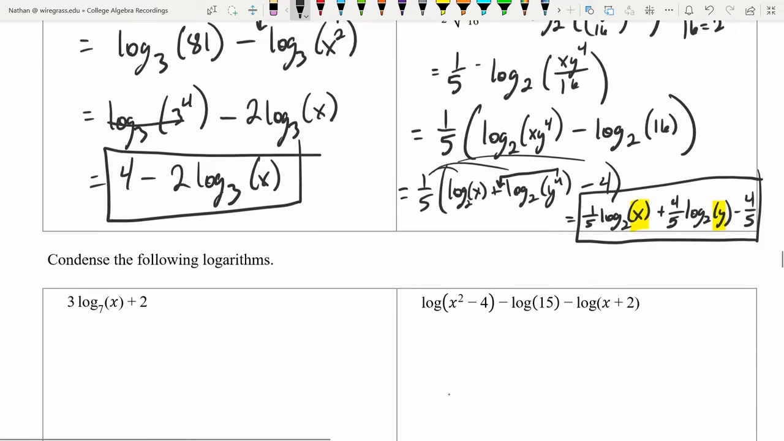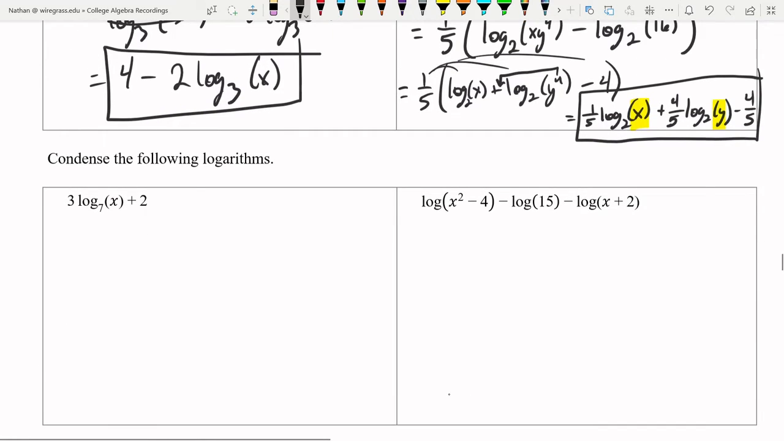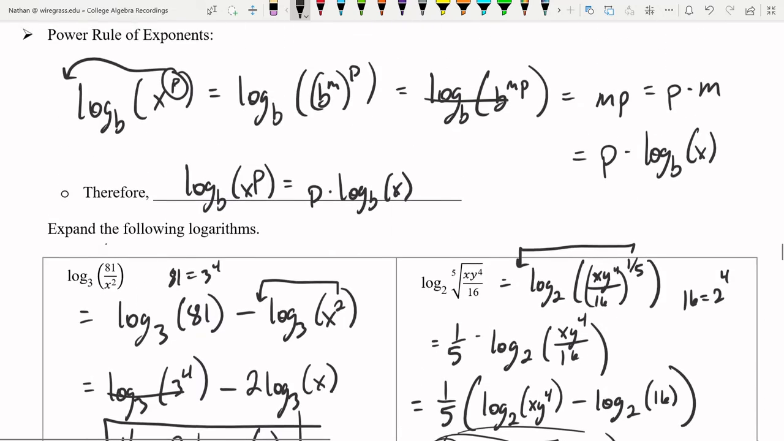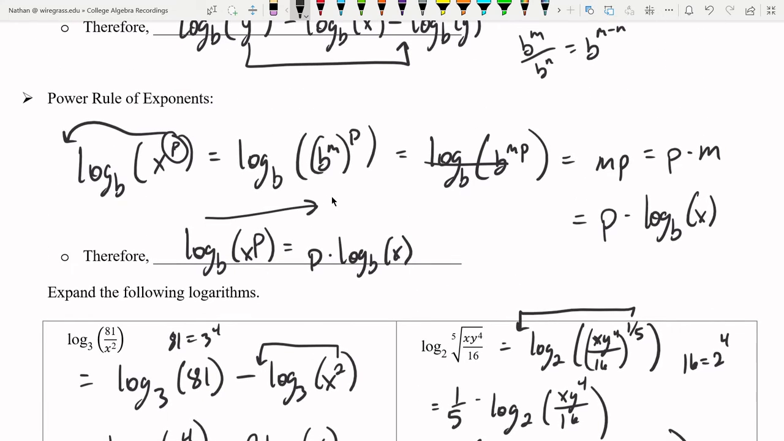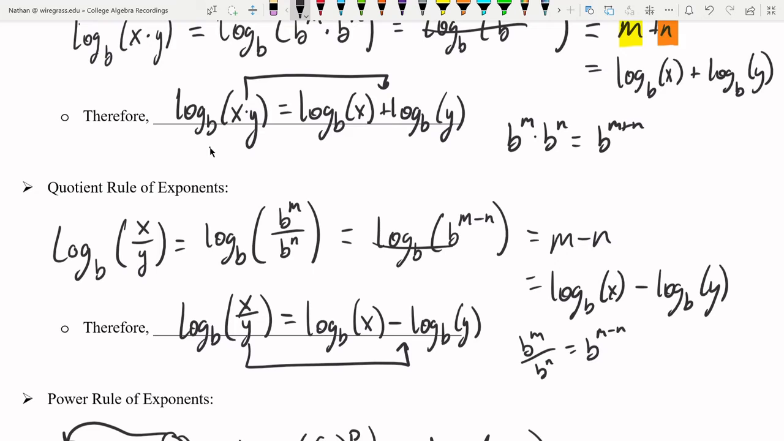Now let's condense these logarithms until there's a single logarithm if possible. First off, I'm going to go the opposite way, right? Expanding was the forward direction. Up here, we expanded by going this direction. Now for condensing logarithms, we're going to go backwards. We're going to take an addition and make it into a multiplication, because that condenses it into a single logarithm. This is going to be important for when we work with equations involving logarithms.